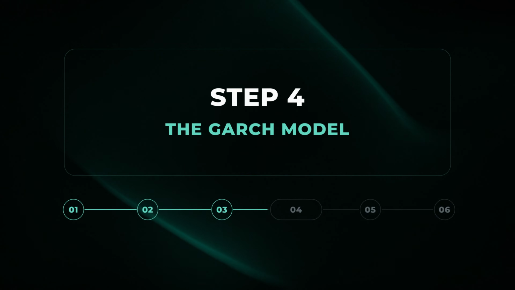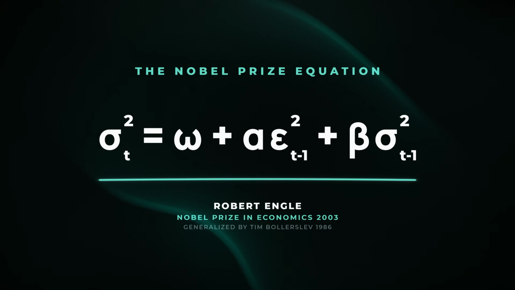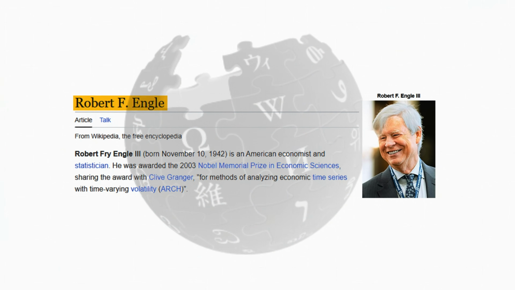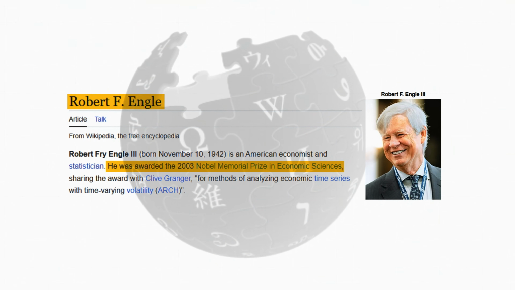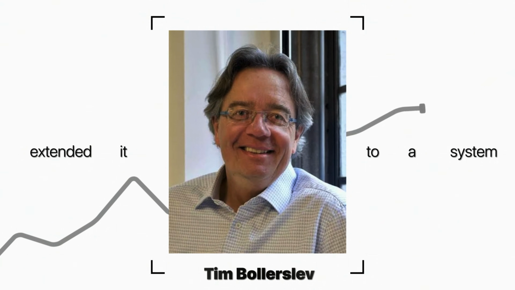Okay, here's where we get into the fun stuff. The Nobel Prize equation, which is an essential part of the framework that we're building today, because we just confirmed that violence is predictable. So the question now becomes, how do you predict it? And this is exactly where the Nobel Prize enters. In 2003, the economist Robert Engle won a Nobel Prize for solving this exact problem. His original model was called ARCH. His student, Tim Bollerslev, extended it to a system that trading desks still use today, GARCH.